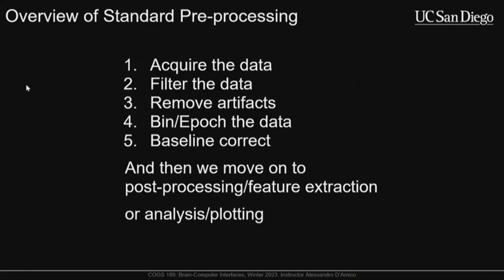And this is the overview of standard pre-processing for EEG data. Obviously, you have to acquire the data. This can be either something that you're acquiring in real time, which we'd call online, or this could be loading some offline data that you collected previously. We then filter the data. This can be temporal or spatial filtering, or both.